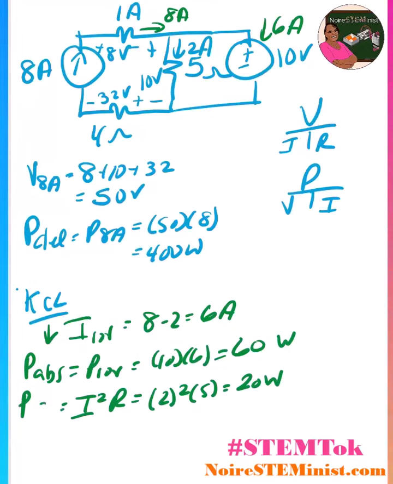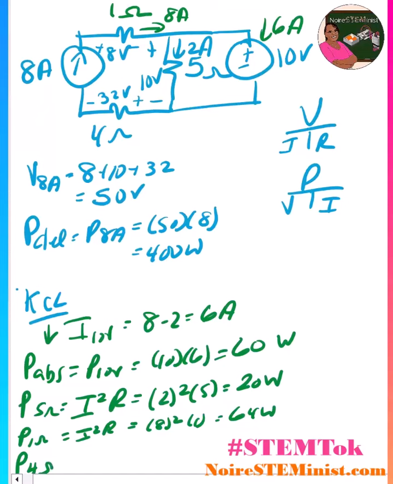And power absorbed for the 1 ohm is also going to be I squared R, which is 8 squared times 1, which is 64 watts. And then power absorbed for the 4 ohm is going to be I squared R, which is 8 squared times 4, which equals 128 watts.